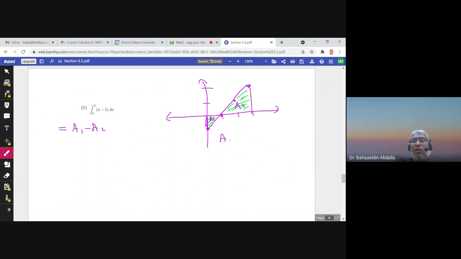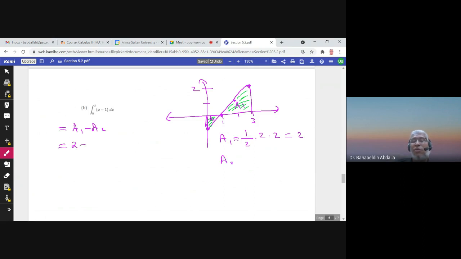Good. What is A1? This is a triangle. The area of the triangle is half times the base. What is the length of the base? 3 minus 1, 2. So half times the base, which is 2, times the height. The height is also 2 because from 0 to 2. So the answer is 2. So A1 is 2.